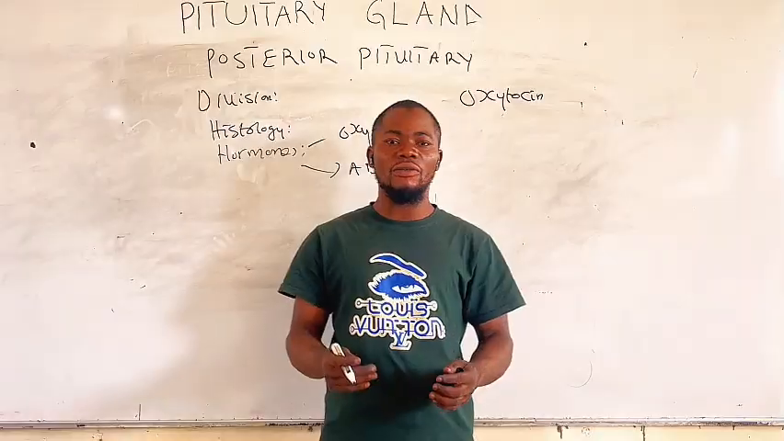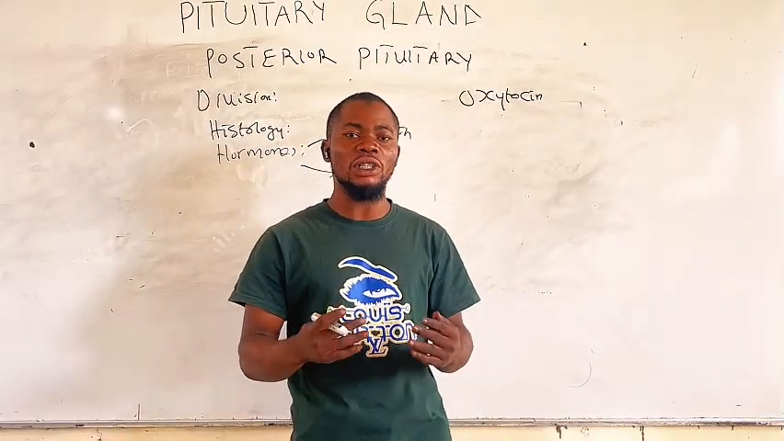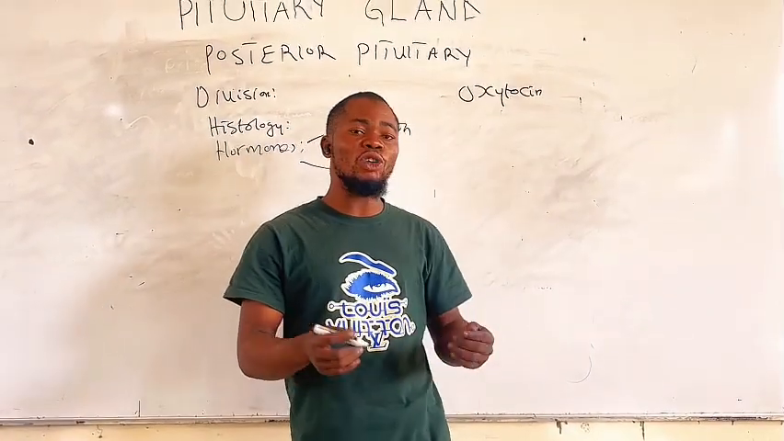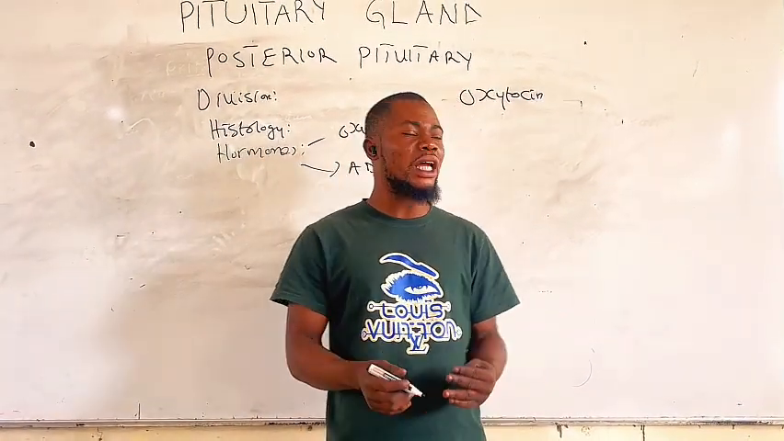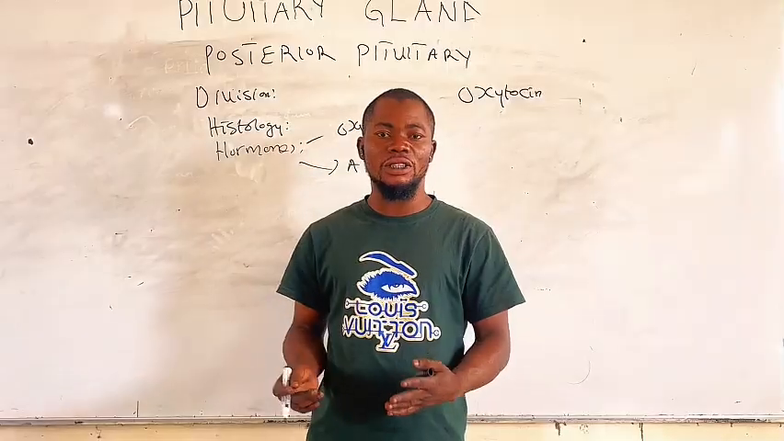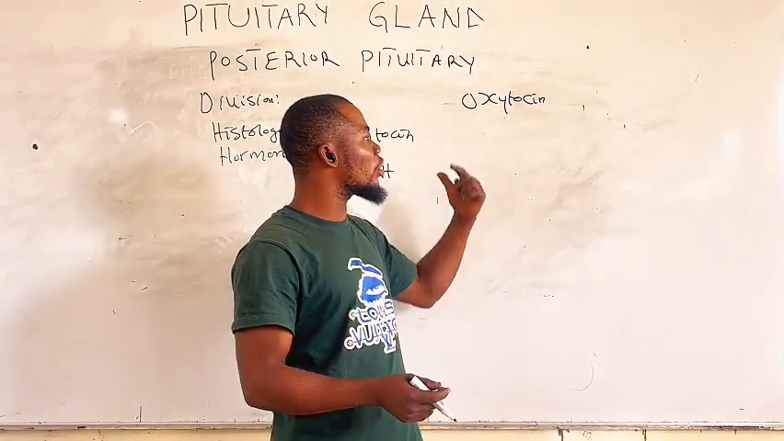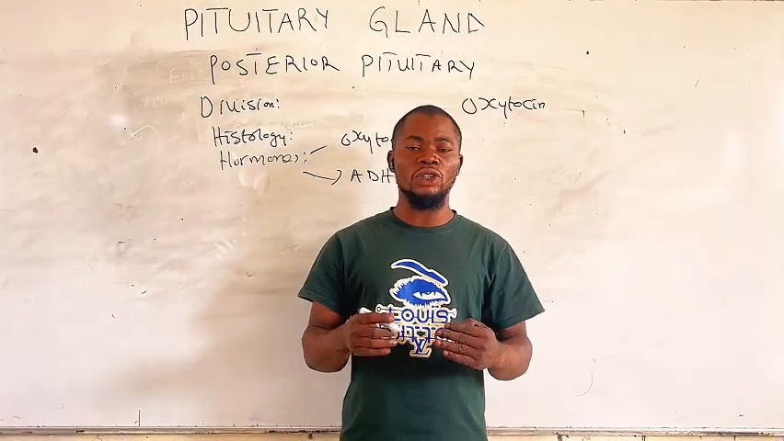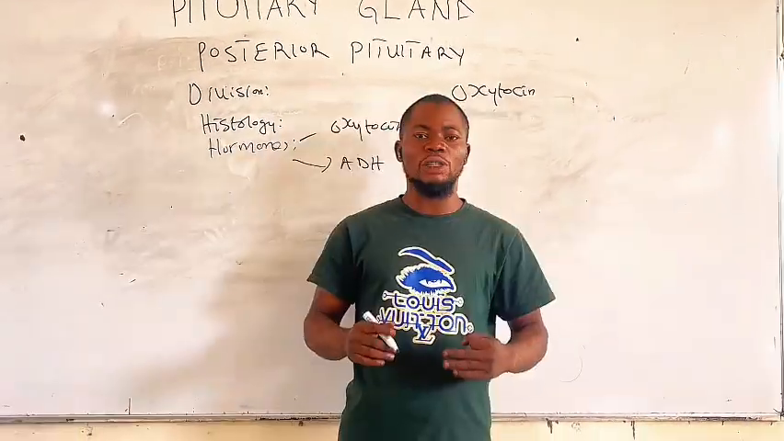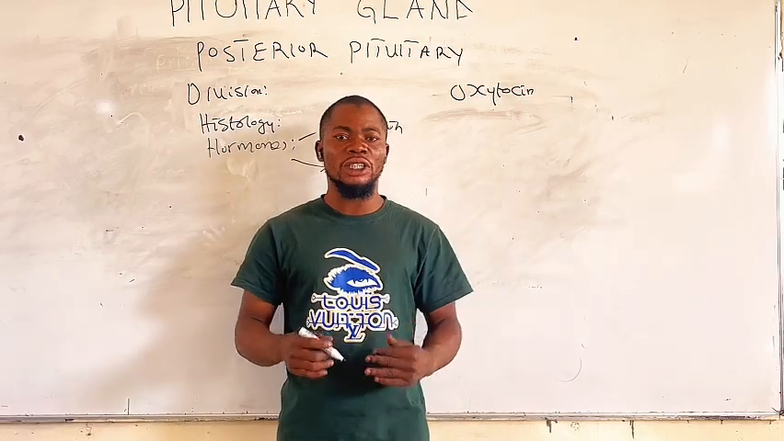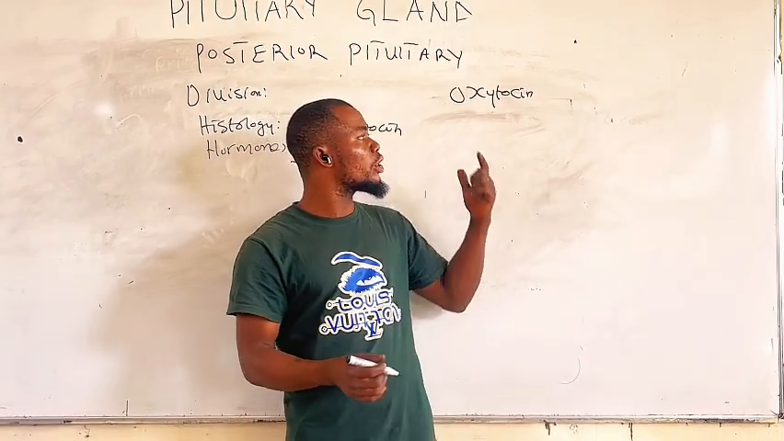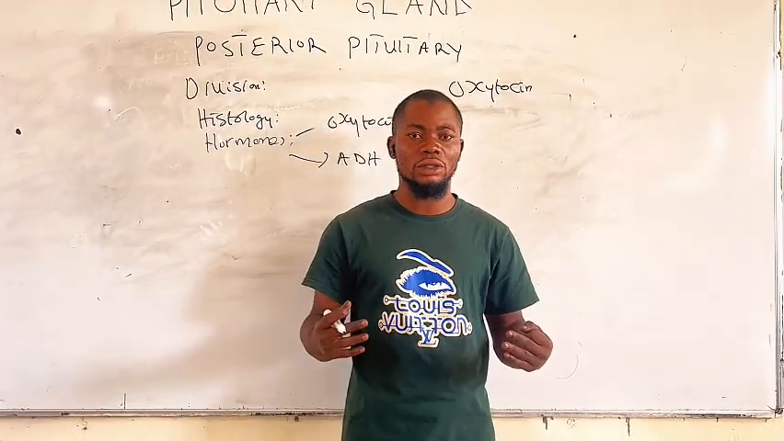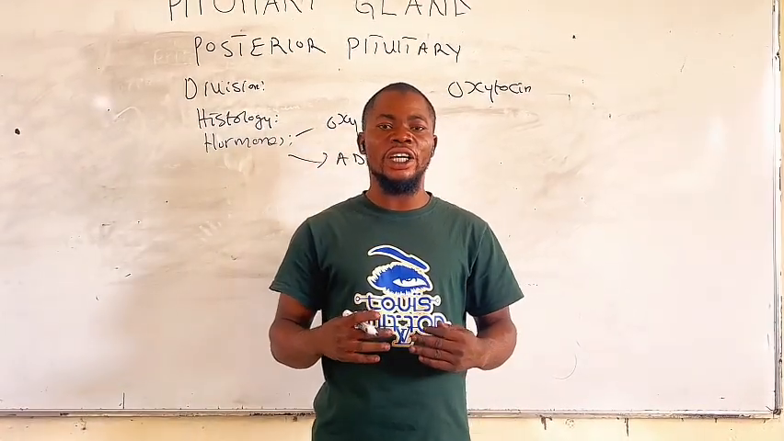Oxytocin is secreted by paraventricular nucleus of hypothalamus, and it is stored in the posterior pituitary gland. Oxytocin is a peptide hormone with 9 amino acids, and it has a half-life of about 8 to 10 minutes. Now, what are the actions of this oxytocin? The actions of the oxytocin include that it acts on the mammary gland as well as on the uterus. Action of the oxytocin on the mammary gland is that it helps in the ejection of the milk.